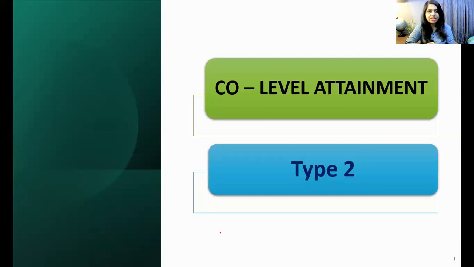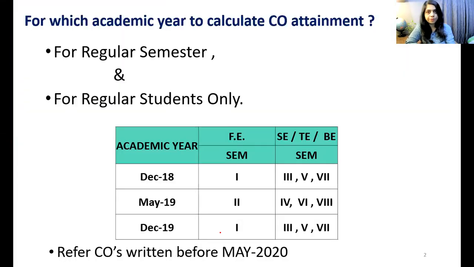Hello everyone. In this video, I am going to explain CO level attainment for type 2. Now again, same question, for which academic year to calculate the CO attainment. So we are doing this type 2 calculation for regular semesters and for regular students only. That means for exams December 18, May 19, December 19 and semester will be as given.